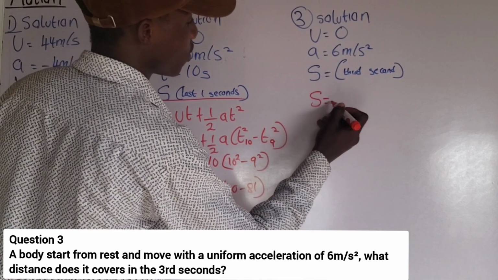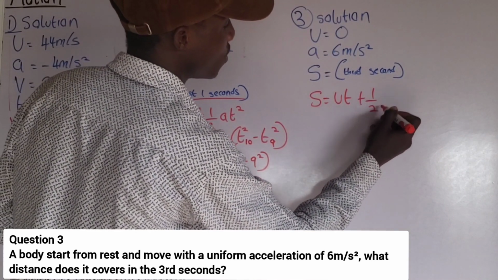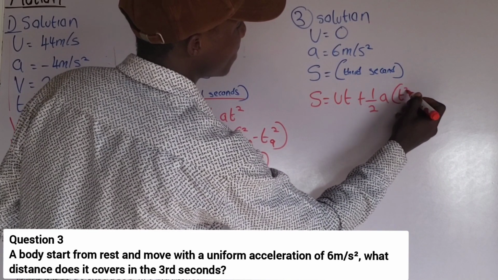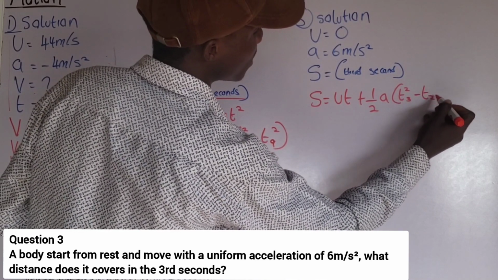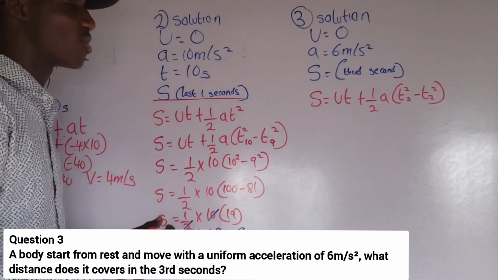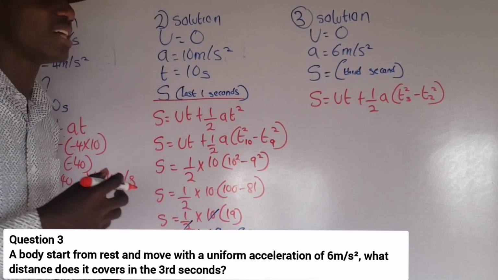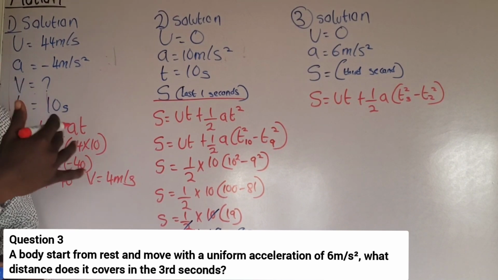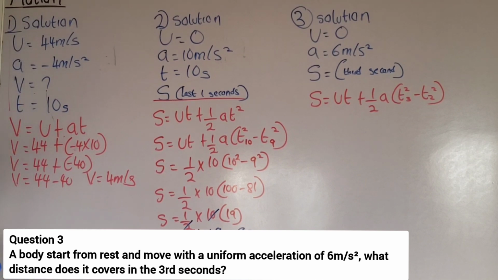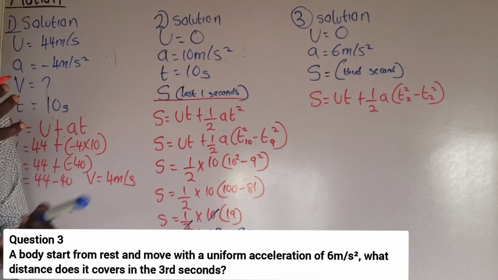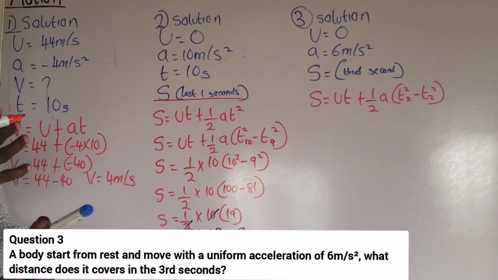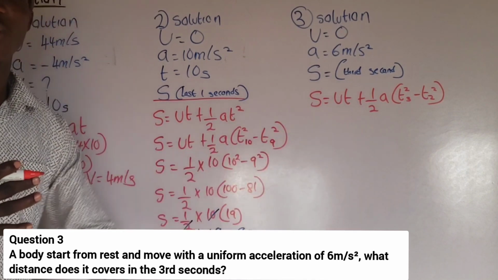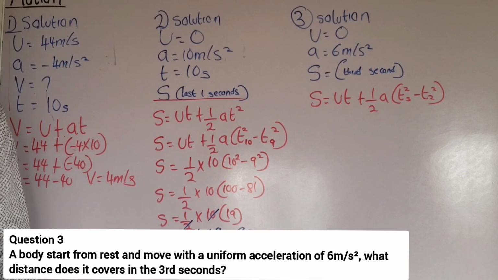So I'm going to have s equals ut plus 1 over 2 at squared, so t3 squared minus t2 squared, because I'm looking for the distance covered in the third second. That means the distance covered in the third second will be the difference between the distance the body covers when t equals 3 and when t equals 2. That difference in distance is the distance covered in the third second.